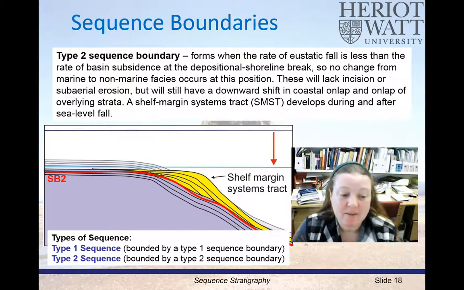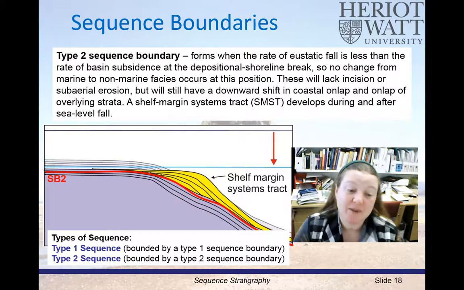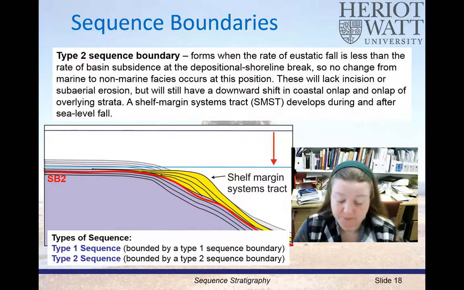The shoreline may remain in one place or may move basinwards, and there will be little or no onlap since there is little accommodation space being created for sediments. The variety of low stand systems tract that develops then is called the shelf margin systems tract and has a different architectural appearance from the low stand systems tract.